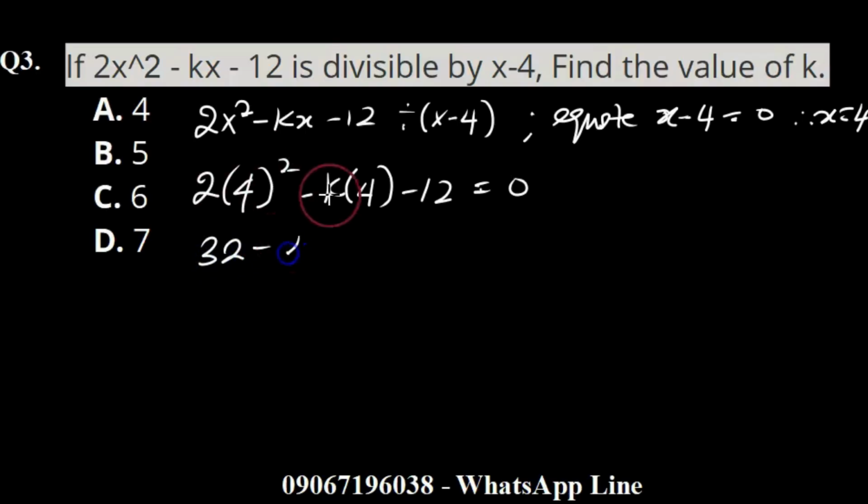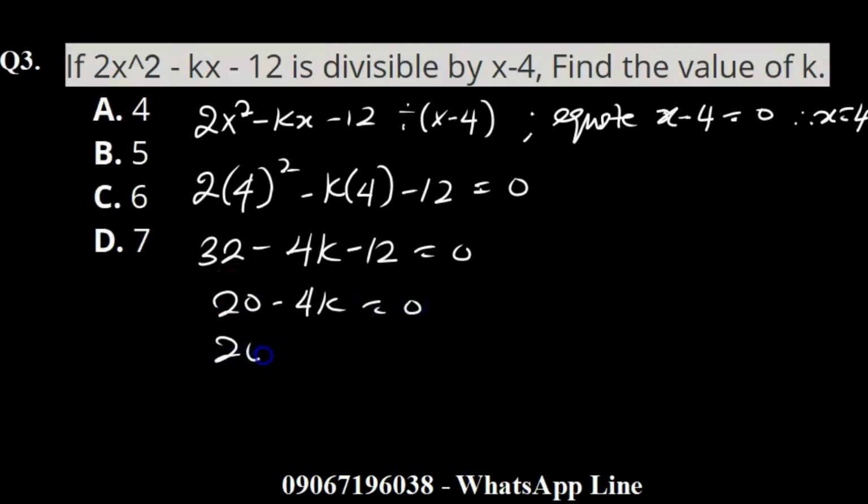32 minus k times 4 is going to be 4k, and then minus 12 is equal to 0. So 32 minus 12 gives us 20. So 20 minus 4k is equal to 0. So 20 is equal to 4k, moves over here, the sign changes to plus, equals 4k.